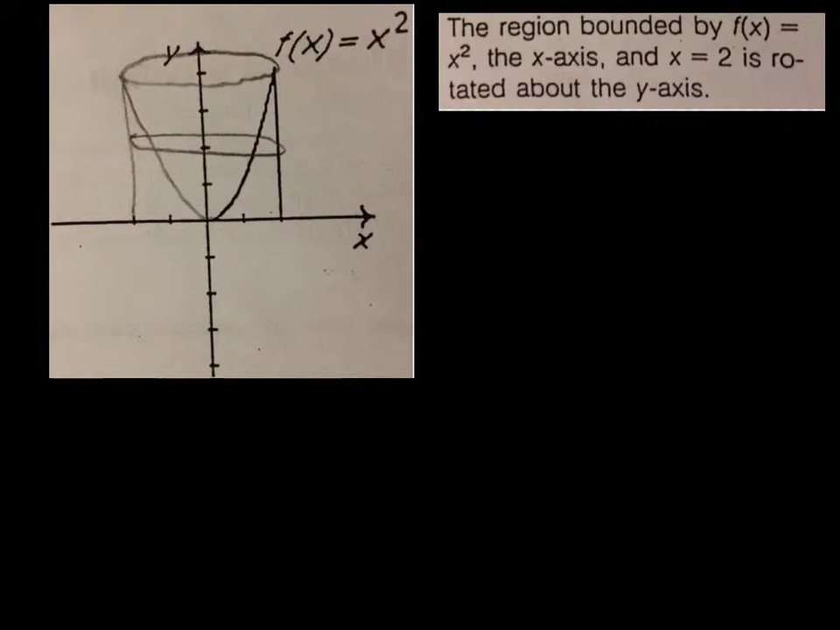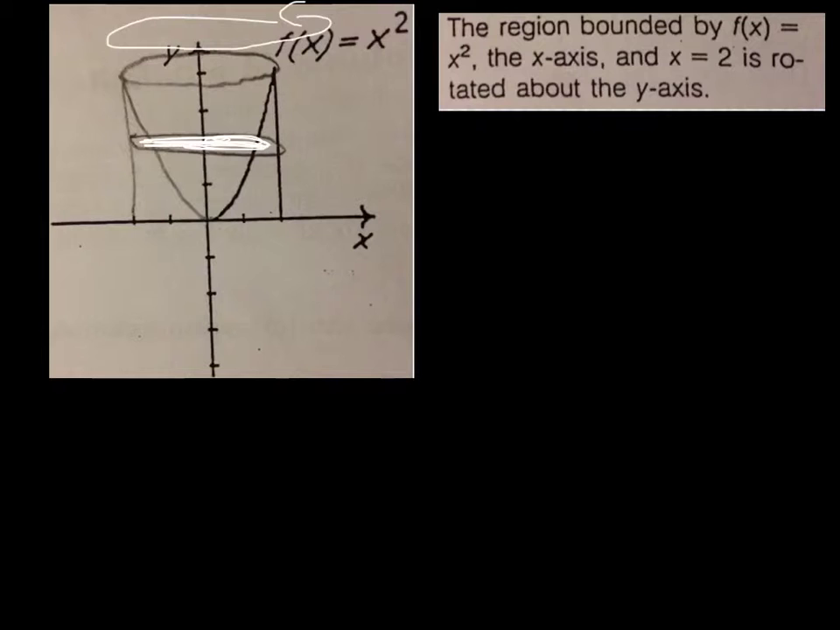In this problem, the region is bounded by x squared, which is that line, the x-axis, which is this, and x equals 2, which is this line. And it's rotated about the y-axis, so it's rotated that way. Now we need to find the volume of this slice right here, just this one.